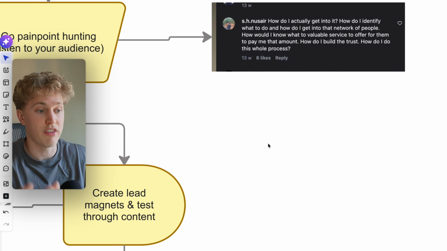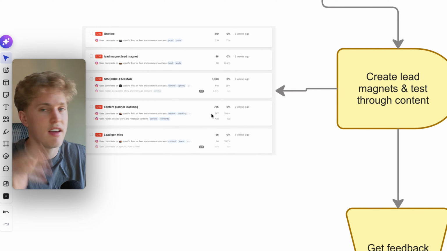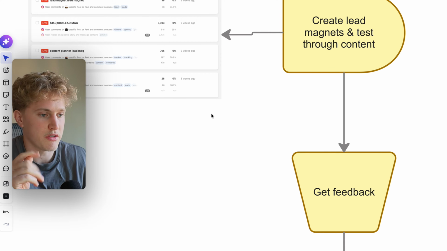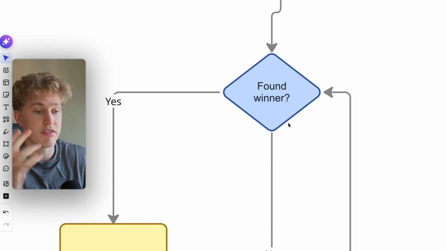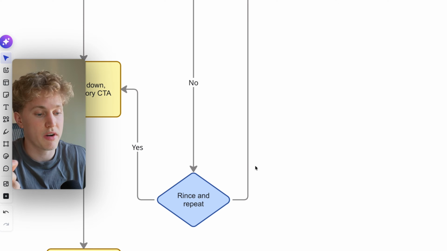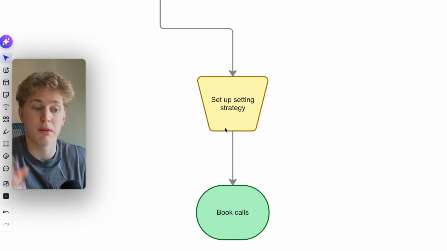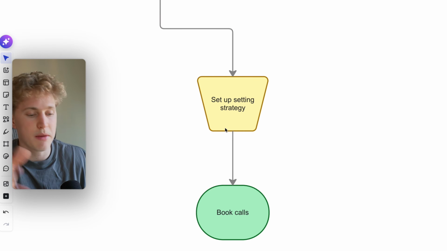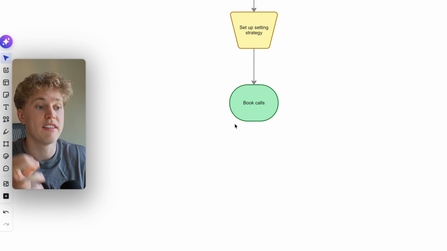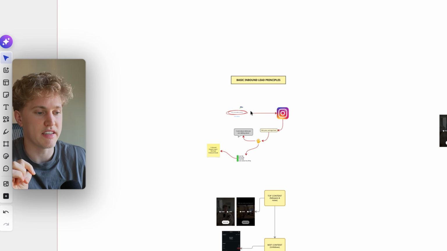So you identify where their pain points are, you create lead magnets and test through content, as you can see here. Again, I'm going to go into all of this in much more detail, so don't you stress. Get feedback. If you find a winner, fantastic. You double down, you post to a story CTA. If you don't find a winner, you rinse and repeat until you do. Then you set up ManyChat automation, set up a setting strategy in the DMs, and then you obviously book in calls. Now, this is a very, very brief run through, but this is what I'm going to dive into in this video in far more detail.